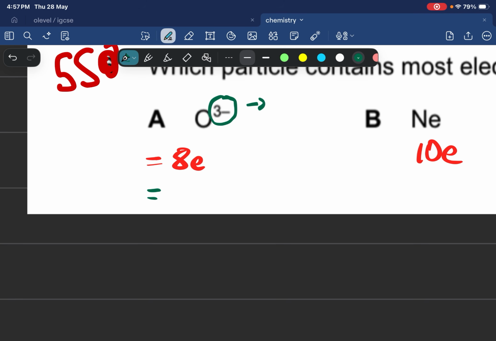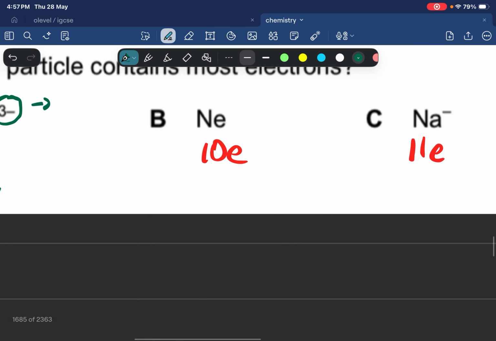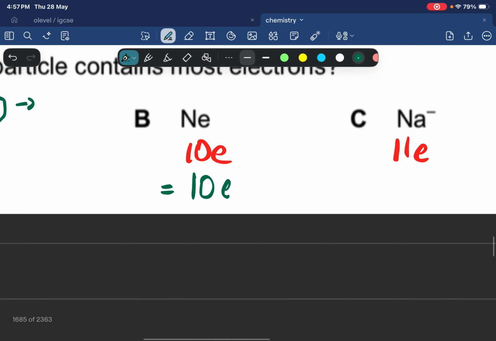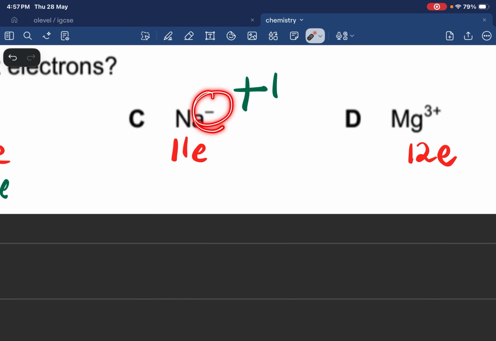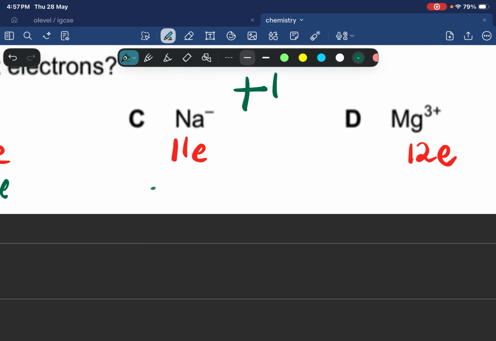Okay, so 3 electrons gained. So 8, 9, 10, 11 electrons. Neon, it's an atom, it's going to remain 10 electrons. Sodium conventionally is positive one, but over here it's sodium negative one. Look what's happening. You are being played with. You have to read everything carefully. I cannot imagine they'd give sodium negative one in IGCSE O Levels, but look, it is there. So it's 11, and negative 1 means you've gained 1, so 12 electrons.